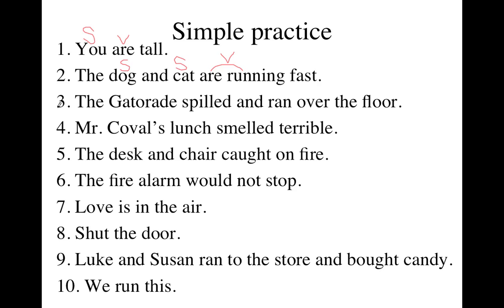Take a look at the next one. The next one will help clarify that example. The Gatorade spilled and ran over the floor. Look for the verbs first. Spilled, ran. Notice they're separated by and. That's a difference from the other one that we just did. And is in the middle. Up above there, there's no and. Who or what spilled and ran over the floor? Gatorade. This one is SVV.